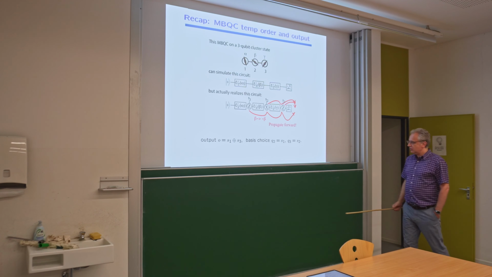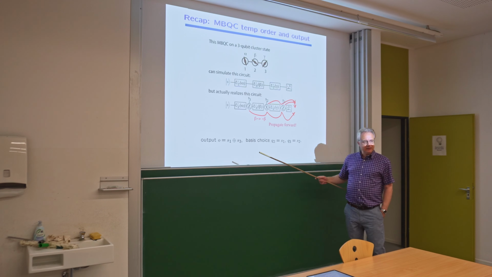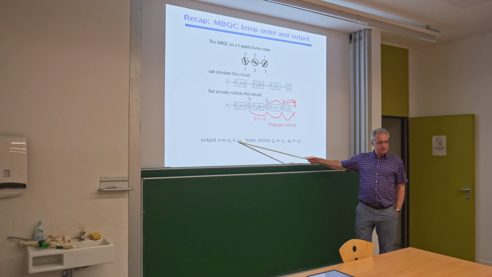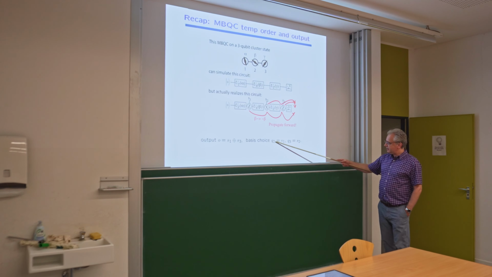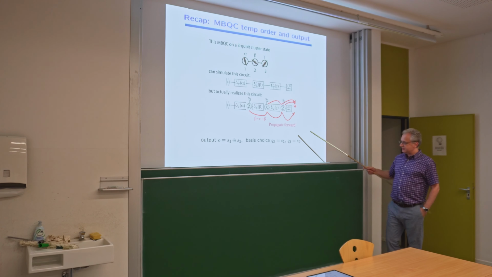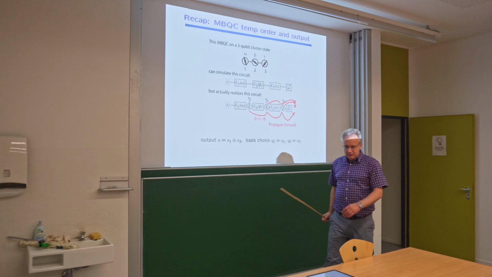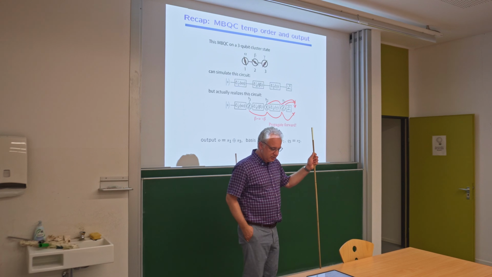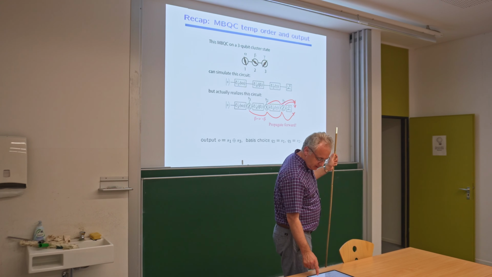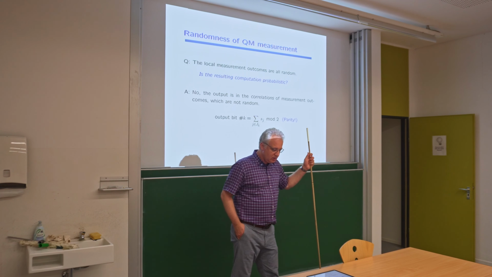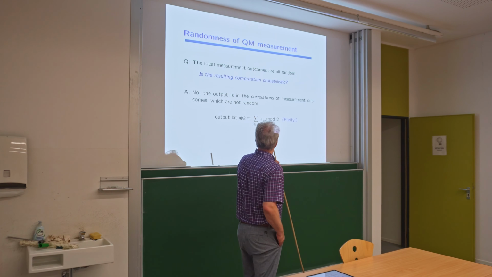Okay, so let's remember that. So we have a classical output related to measurement outcomes. It's just a parity. And then we have a further linear relation for the adjustment of measurement basis according to measurement outcomes. So these are all mod 2 linear relations. We see it here in an example, but this is actually the general situation. Okay, and so now with this, we can go and answer those questions.